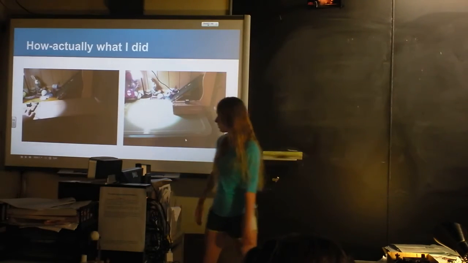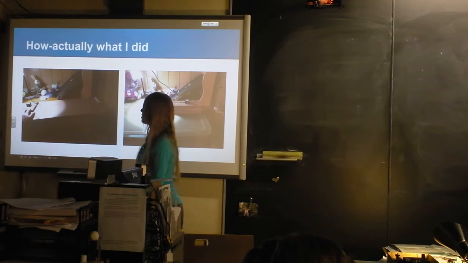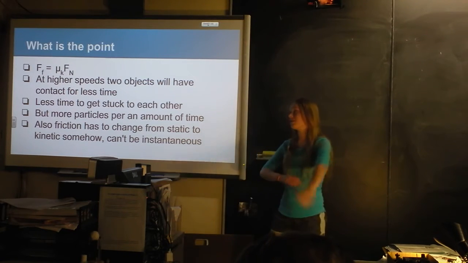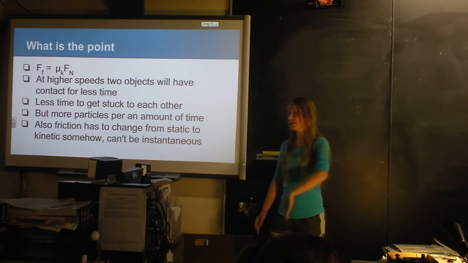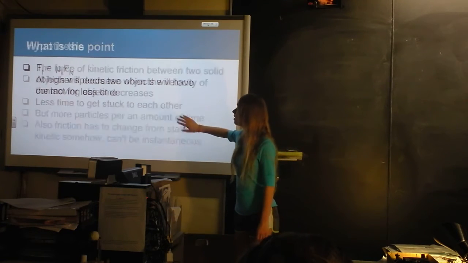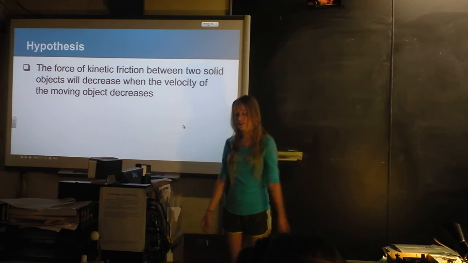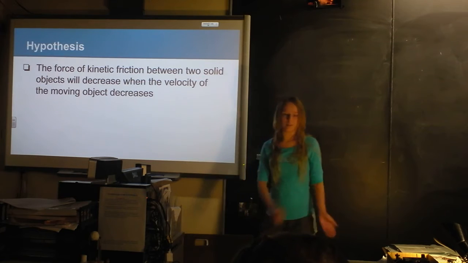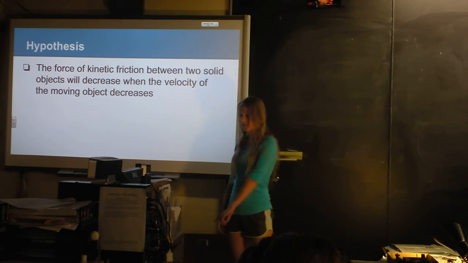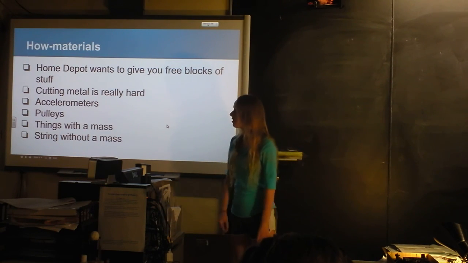That's what I did, and I'm sorry, these are really bad pictures, there's really bad lighting. Also, you have one equation for static friction and one equation for kinetic friction, and it's supposed to just jump down instantaneously, and that's obviously not possible. So I wanted to see what was going on with that. My hypothesis was basically that when you're dragging two things across each other, the force of friction will decrease when the velocity increases.